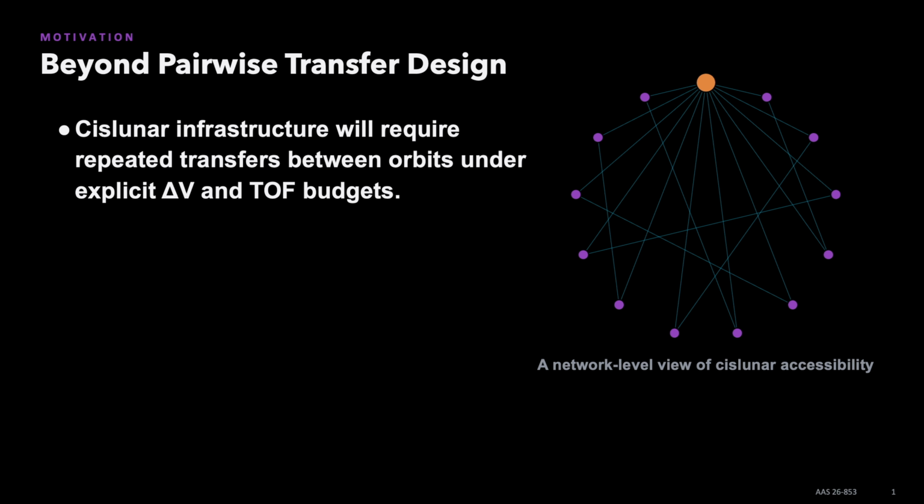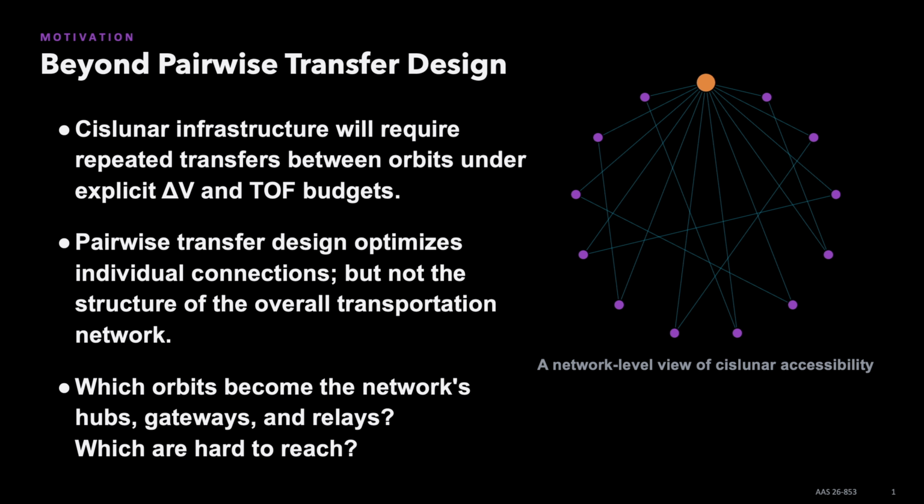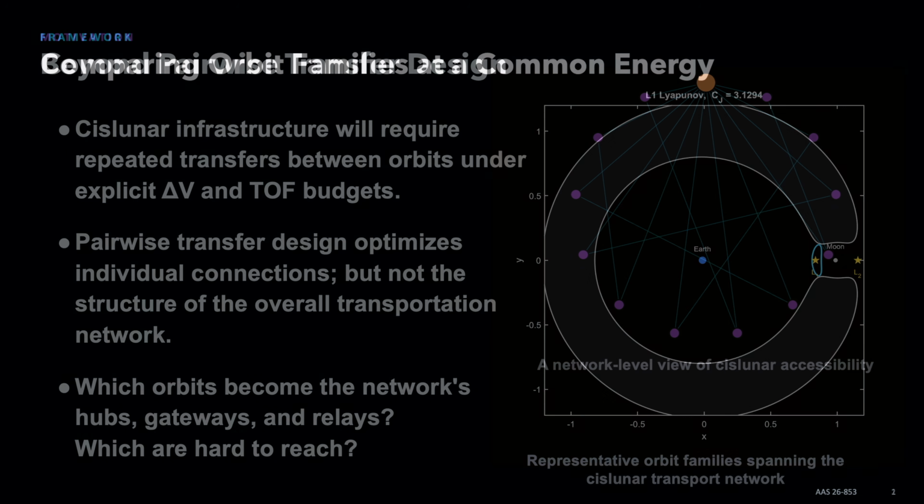Once many orbits are considered together, different questions emerge. Which orbits provide many inexpensive direct connections? Which give efficient access to the network as a whole? Which might be best on multileg routes? And which might be the most difficult to reach? These are questions we address with an orbital network model.